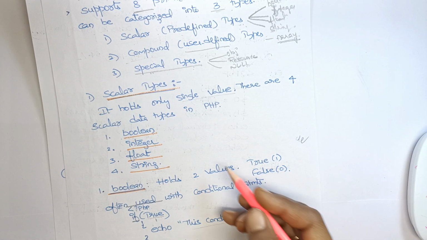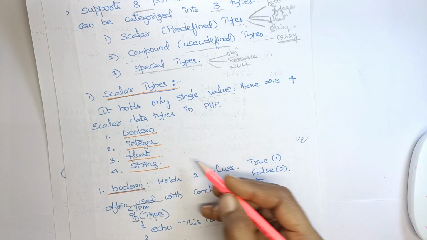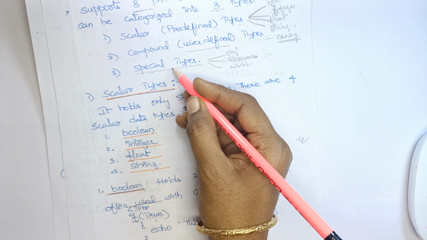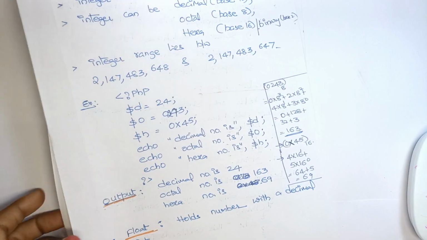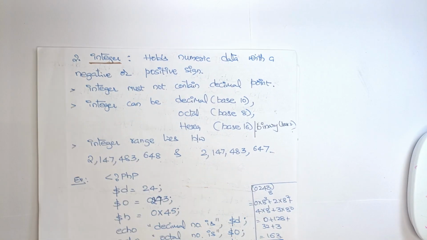If PHP data types appears in your examination, you need to write all these 3 categories. For each category, writing the program is mandatory. Okay, so the next category is integer.